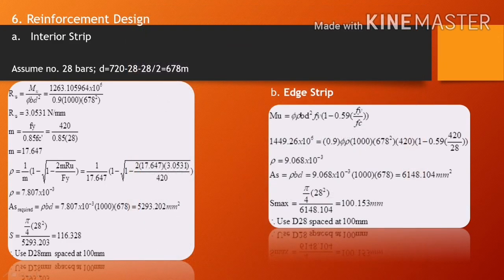For edge strip, we solve for the rho, which is equal to 9.068 times 10 raised to negative 3. After that, we solve for the area, which is equal to 6148.104 millimeters squared. And then we solve for the maximum spacing, which is equal to 100.153 millimeters. So for the edge strip, we will use D28 mm spaced at 100 millimeters.